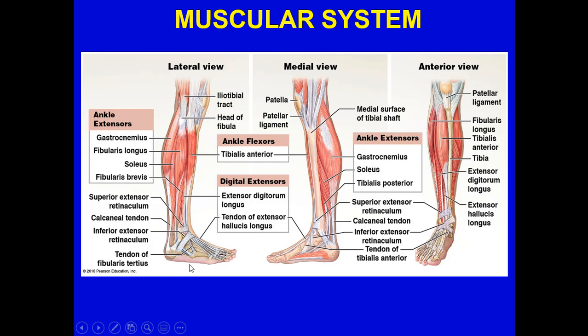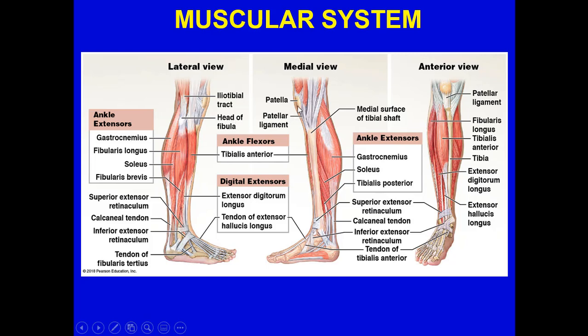Now, the tendon of the fibularis tertius is right here. Notice the big toe is over here. That's where we have the tendon of the extensor hallucis longus. This is the long one that comes down here for the big toe. The extensor digitorum longus is right here. Okay, we have the ankle flexors, which are the tibialis anterior here.